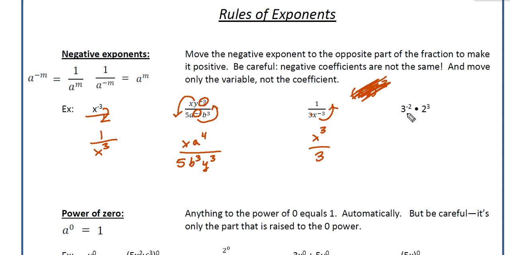Now we have 3 to the negative second times 2 to the third. This one's negative, so that's going to go in the denominator. So we have 2 to the third over 3 to the second. And in this case, we could actually evaluate what these things are. 2 to the third is just 2 times 2 times 2, or 8. 3 squared is 3 times 3, or 9. So that's applying the negative exponent rule. To get rid of that negative exponent, you just put it on the other side of the fraction bar. Simple as that.